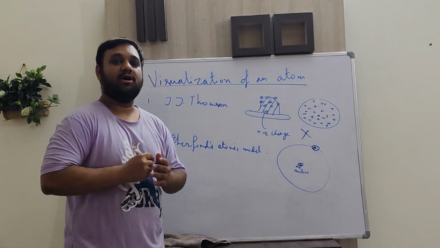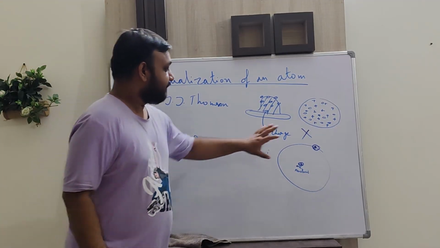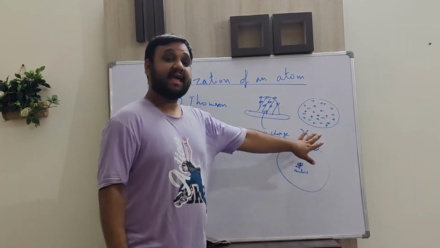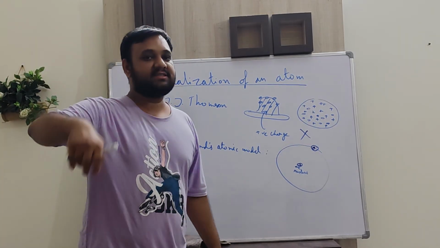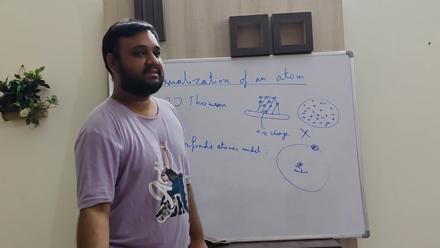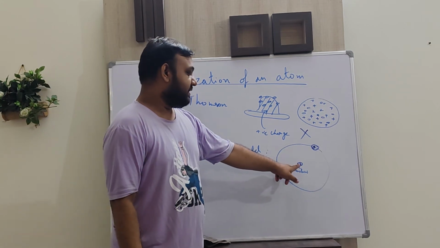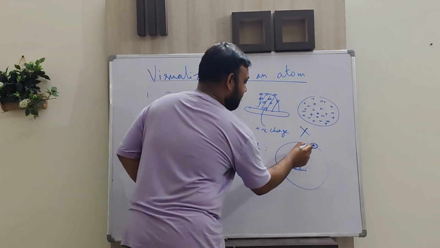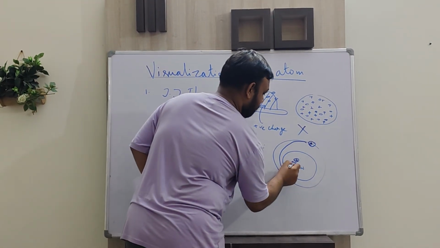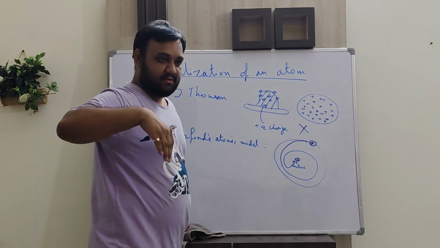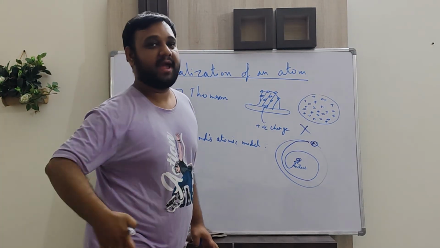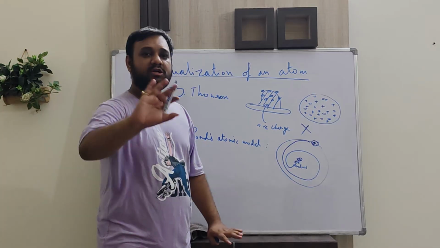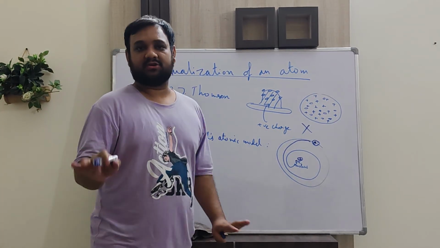But there was also a drawback. What was the drawback? If this electron is constantly moving, it is accelerating, because its direction is changing. In the presence of another charge, it can release energy and go into the nucleus by losing energy in a spiral fashion. So that model was also wrong. Also, Rutherford could not specify how exactly electrons are oriented.